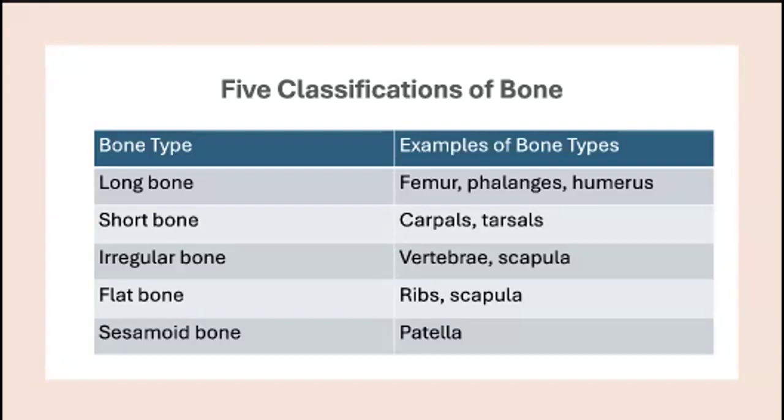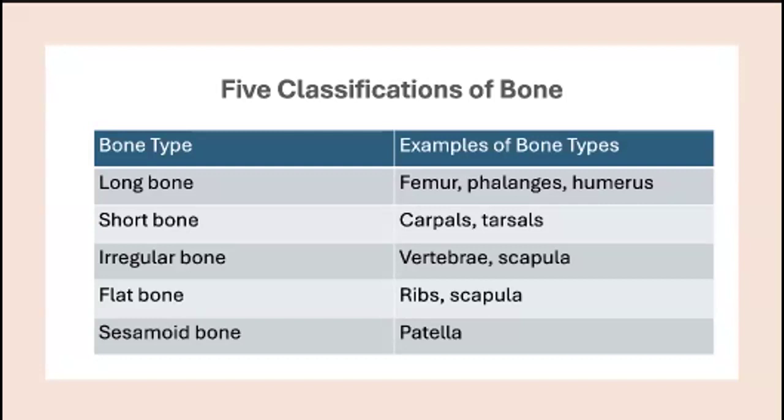Then we have short bones, which are composed of spongy bone covered by a thin layer of compact bone. This would be our wrist bones, our carpals, and our tarsals, which are our ankle bones. They provide stability and some movement. We have flat bones, which consist of 2 layers of compact bone separated by a layer of cancellous bone. This would be our pelvis, our skull, our sternum, our ribs, our vertebra, and our scapula. These provide protection and broad surfaces for muscles to attach.